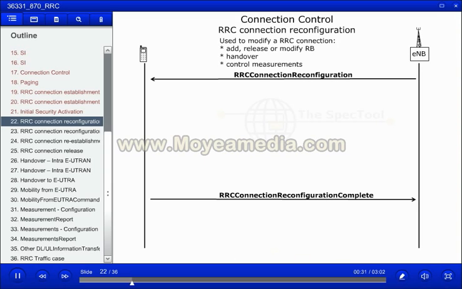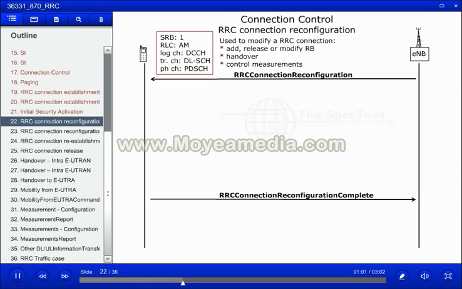The RRC connection reconfiguration message is sent from eNode B to the UE. It is delivered on signaling radio bearer 1. RLC acknowledge mode is used, and the logical channel is the dedicated control channel. The transport channel used is the downlink shared channel, and the physical channel is the physical downlink shared channel.